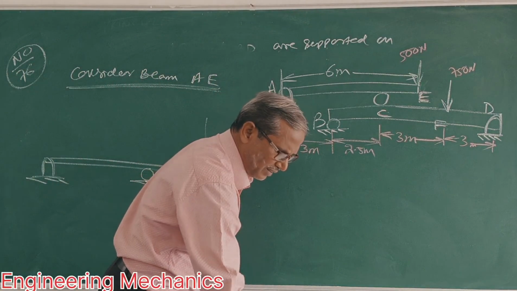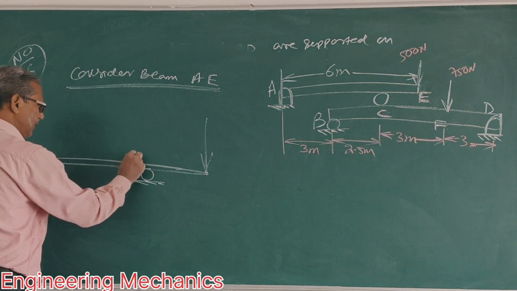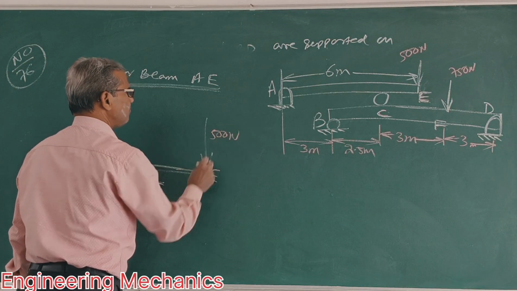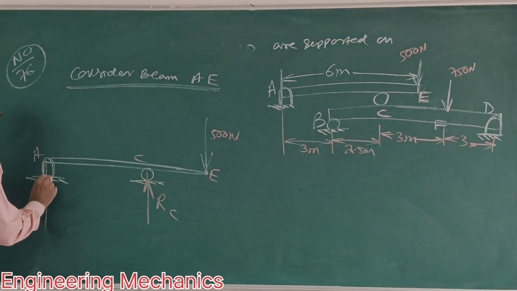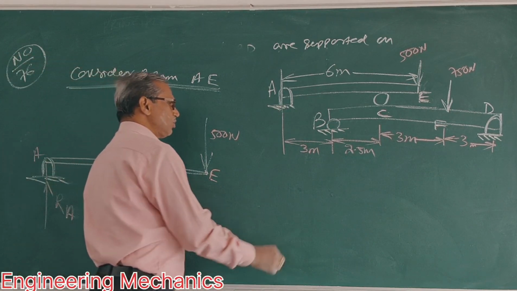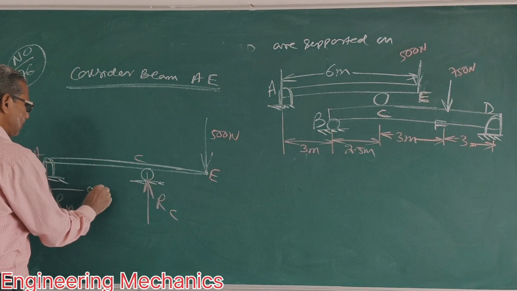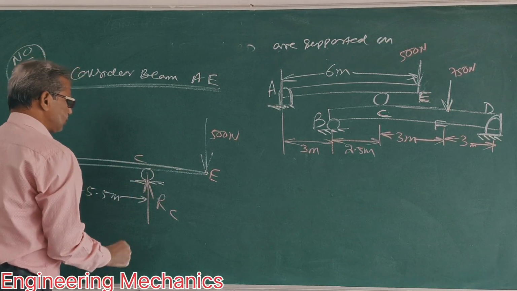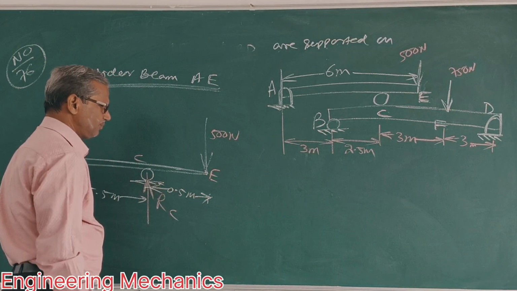This is E. This is the 500 Newton load. This is RC. RA. Clear? For this length: 3, 2.5, 5.5. This is 5.5 meter. The total is 6 meter. So this is 0.5 meter. Clear?